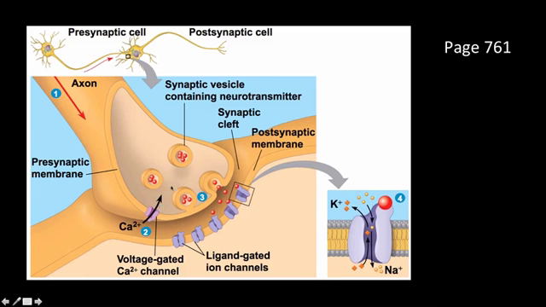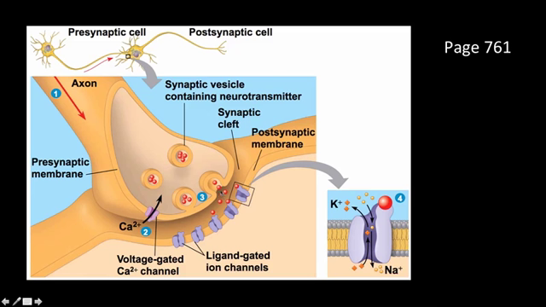When the calcium flows in, it affects these structures here, which are vesicles. These vesicles store and contain the neurotransmitters. The calcium causes these vesicles to move towards the axon terminal membrane here and fuse with the membrane. When the vesicle fuses with the membrane, it causes the neurotransmitters to be released into the synapse.